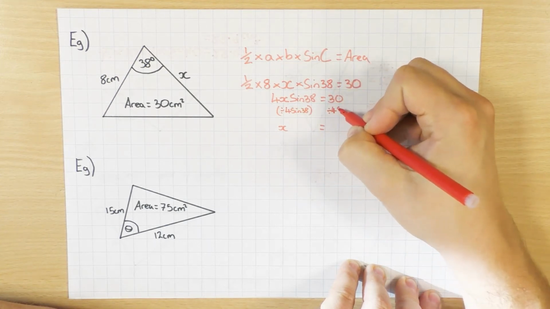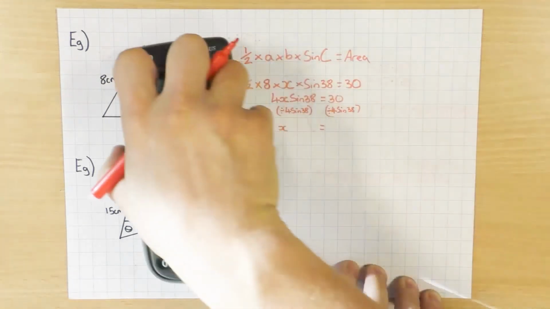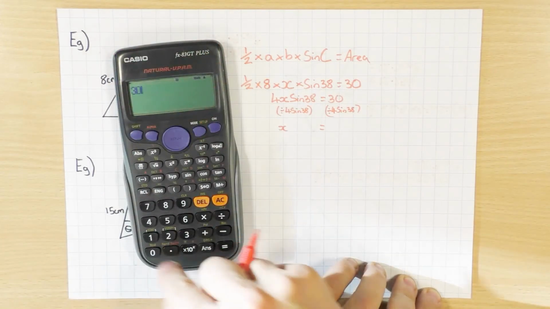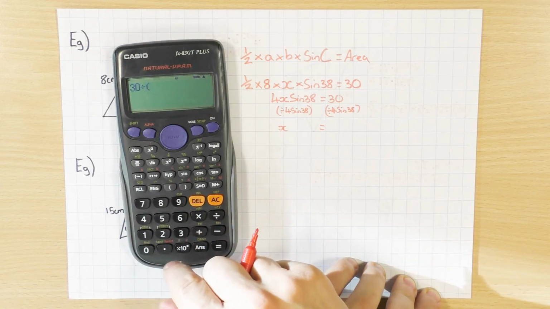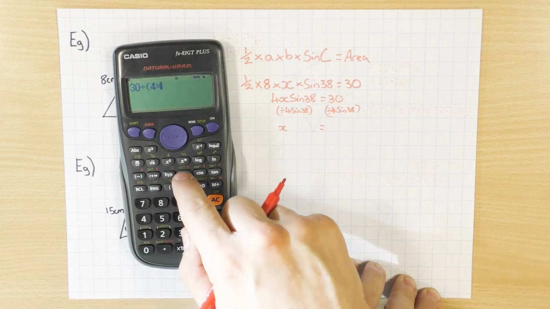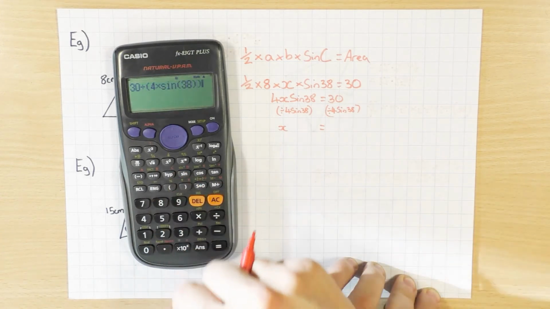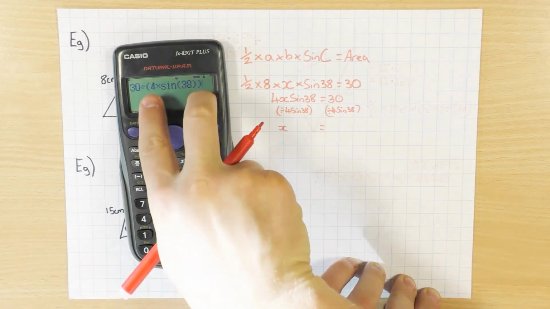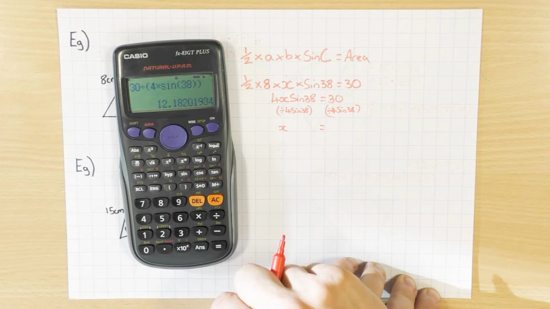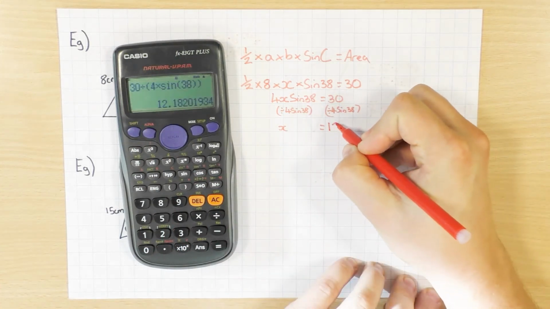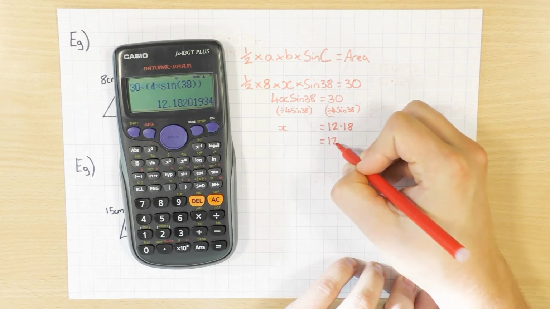x equals 30 over 4 sine 38. And again, I'm getting my calculator here. So 30 divided by, I might put this in brackets just to doubly make sure there's no problems, 4 times sine 38. Don't forget to close that bracket, and obviously close the bracket that you've got. So you've got 30 divided by 4 times sine 38. Press equals, and I get 12.18. And again, I'm going to round that to one decimal place to be 12.2.